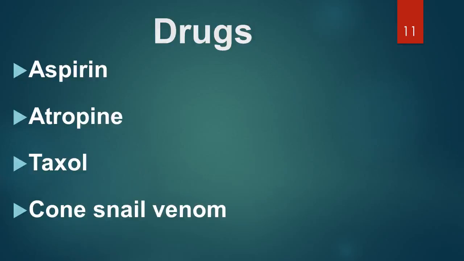Cone snail venom: a biodiversity of peptide compounds has been found in the venoms of tropical reef cone snails. These compounds have been found to block a variety of ion channels, receptors, and pumps in neuromuscular systems, meaning they act as blockers and block many channels and systems.